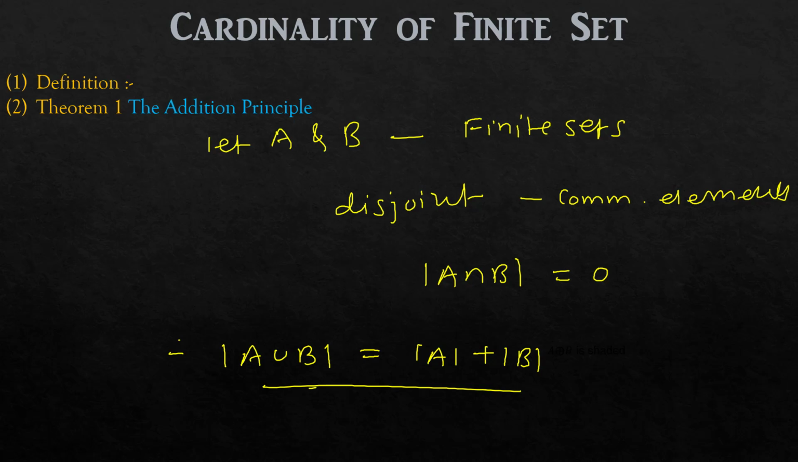Now, when is the addition principle going to apply? When the intersection here will be empty, meaning n(A intersection B) is equal to 0. So this is theorem number 1, the addition principle. n(A union B) is equal to n(A) plus n(B).